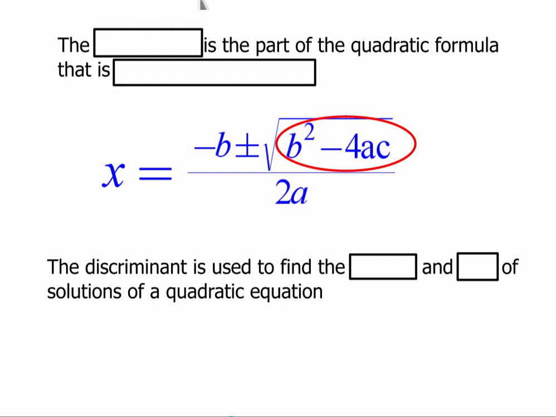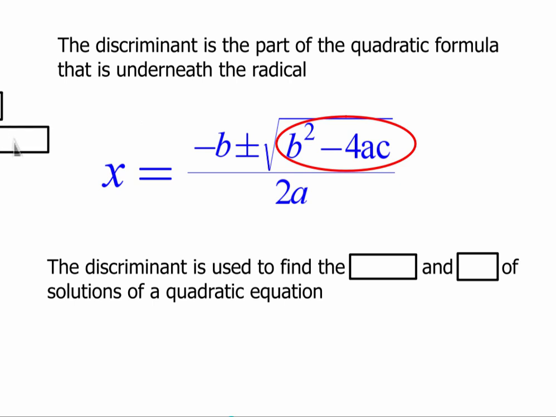In this video, we're going to be discussing the discriminant. So the discriminant is just part of the quadratic formula. Specifically, the discriminant is the part of the quadratic formula that is underneath the radical. So this b squared minus 4ac, this is the discriminant. And the discriminant is a fairly useful thing.